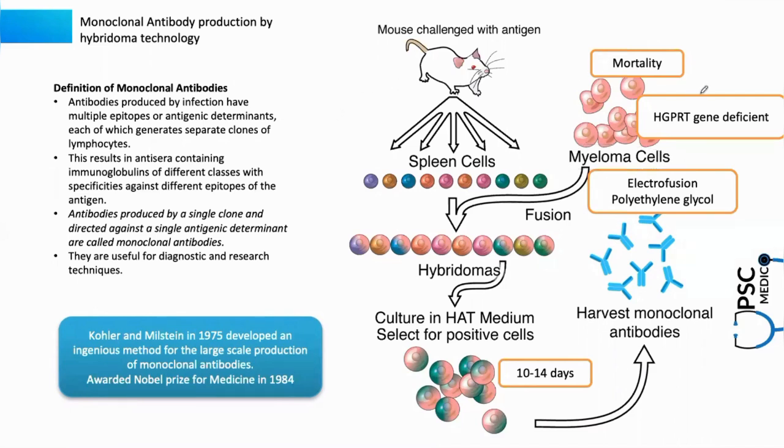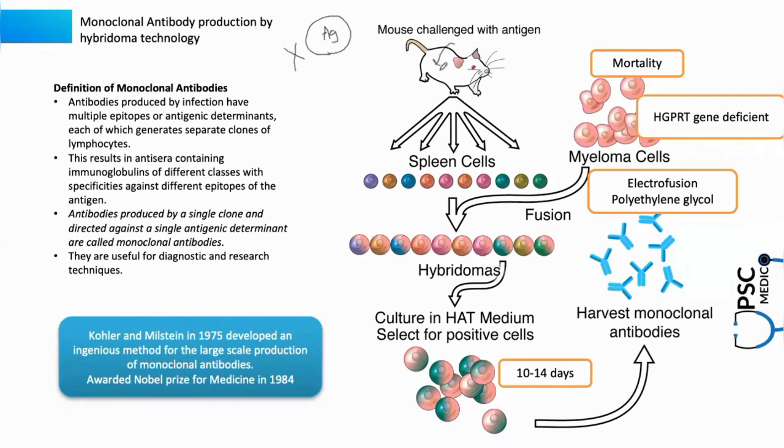But here, you are taking myeloma cells which are deficient in HGPRT and which cannot multiply if there is aminopterin in the medium. You're taking this. Why we are taking this, I'll tell you. But we have started, we want to produce antibodies against this antigen named X.